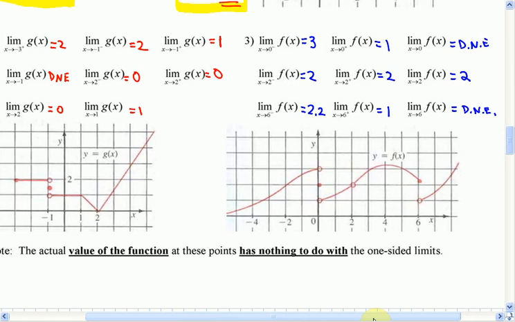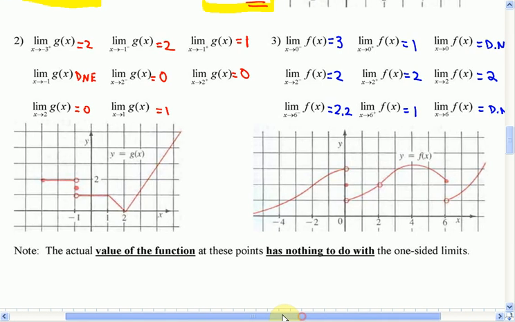All right, so there you go. There are the answers to 2 and 3. Now notice here, I've got a little note down here. The actual value of the function at these points has nothing to do with the one-sided limits. So what I mean by that is look in this case here. Notice in example number 2, if I asked you for the one-sided limits as x approaches -1 from the left, we actually did this, right? -1 from the left, that's 2.